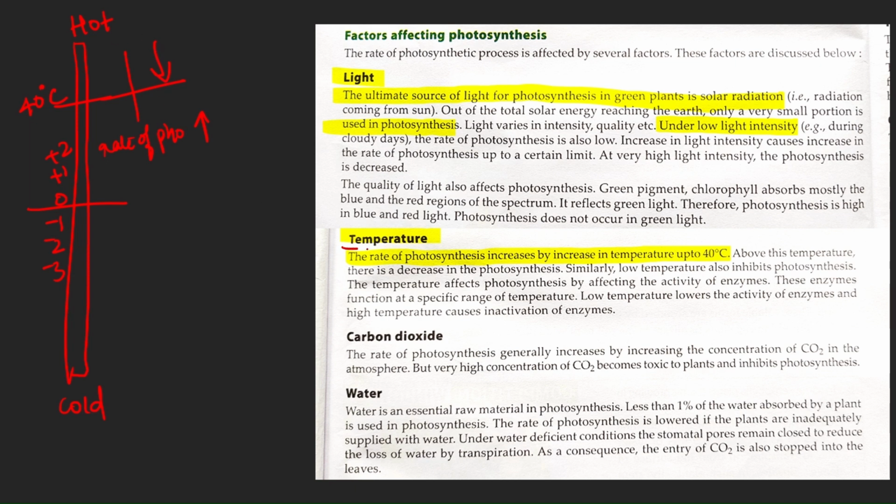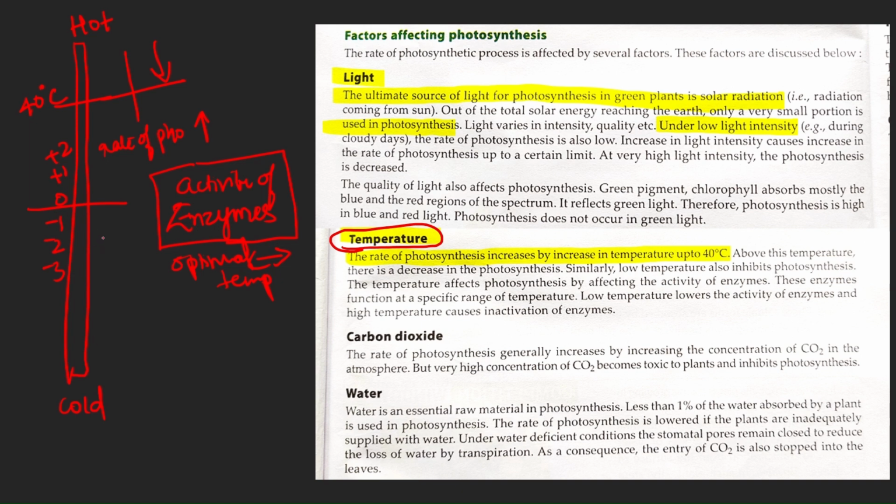How does the temperature cause this increase or decrease? The activity of enzymes. Temperature affects photosynthesis because it affects the activity of enzymes. Enzymes always need an optimal temperature. They will only function in a specific range of temperature. If it goes up or down, the activity of enzymes will get altered. So the rate of photosynthesis is affected by the activity of enzymes.